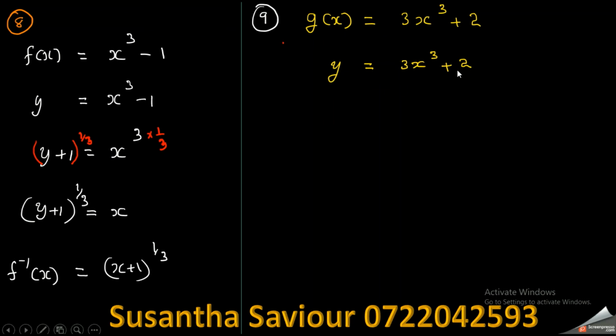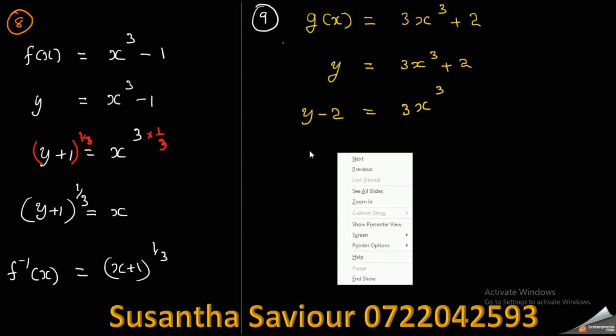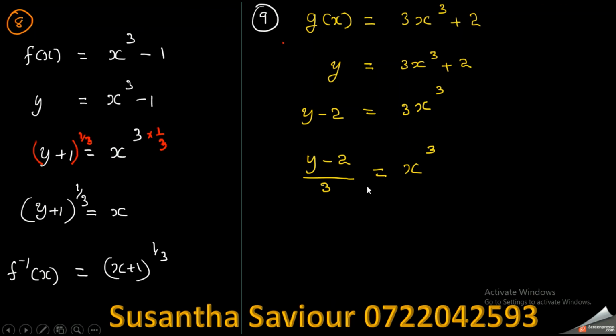In order to make x the subject, you bring this 2 to this side. First of all, y minus 2 is equal to 3x cubed. Now you got to leave this x term only on this side. So for that, what we do is we divide both the sides by 3. So then we get (y minus 2) divided by 3 is equal to x to the power 3. Then in order to get rid of this to the power 3, we take the cubic root on either side. Then we get x is equal to ((y minus 2) over 3) to the power 1/3.